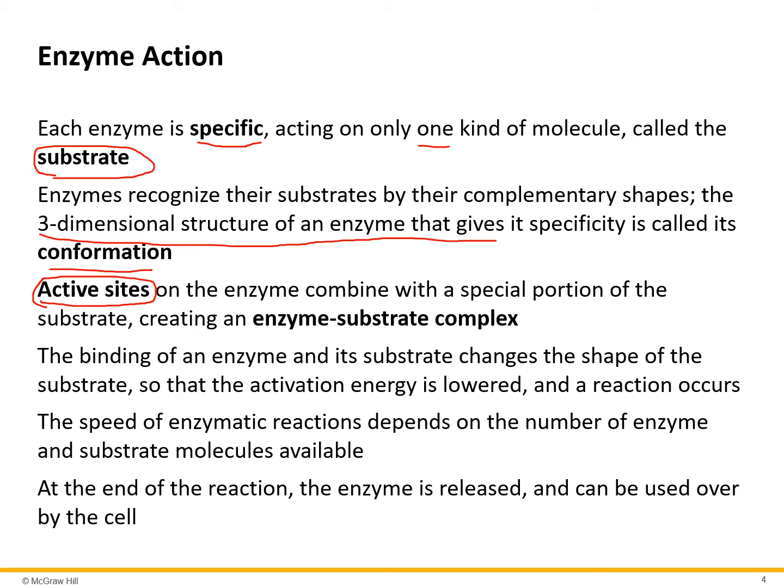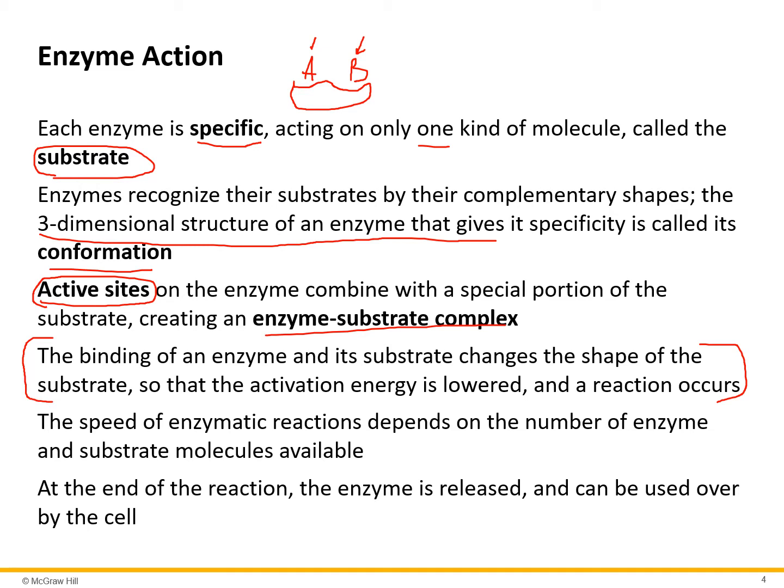And so what will happen is, if we had molecule A and B, and we're going to see this in a picture, these are going to sit in a specific spot on this enzyme, and it only fits A and it only fits B. All right, so anyway, when those molecules are on there, it's called the enzyme substrate complex. The binding of an enzyme and its substrate changes the shape of the substrate, so the activation energy is lower and the reaction occurs.